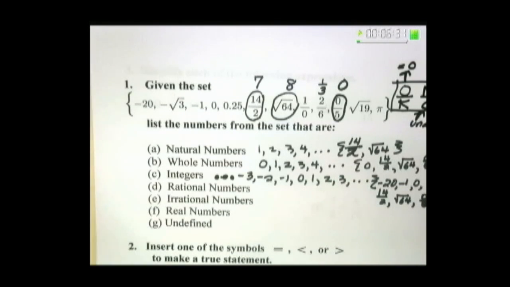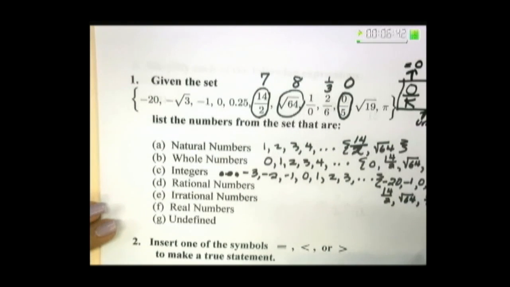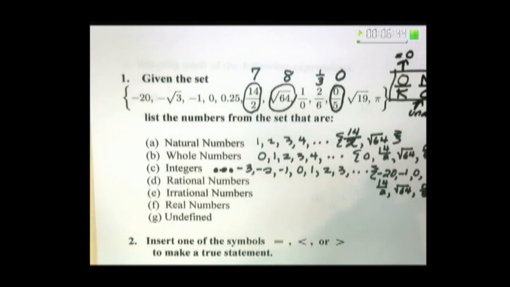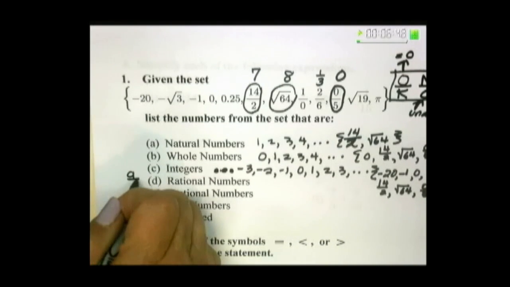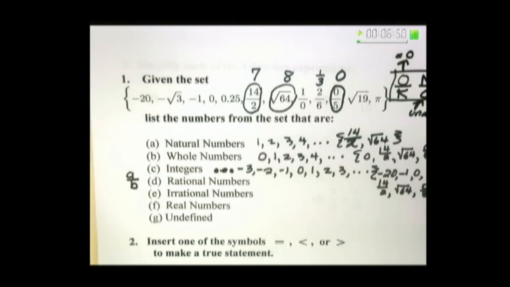Okay? Looking at the set of rational numbers, we need to look at the definition of rational numbers and irrational numbers at the same time. Rational numbers, the actual definition would be anything that can be written in the form of A over B. What does that mean? What is A over B? A fraction. So anything that can be written in the form of a fraction.